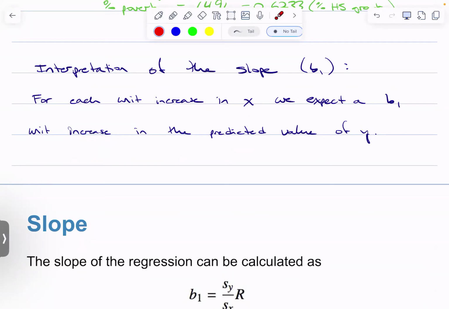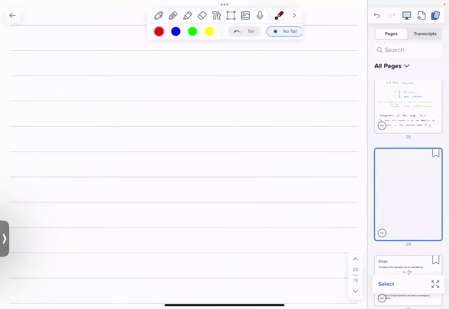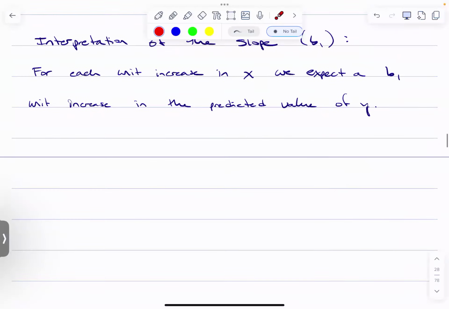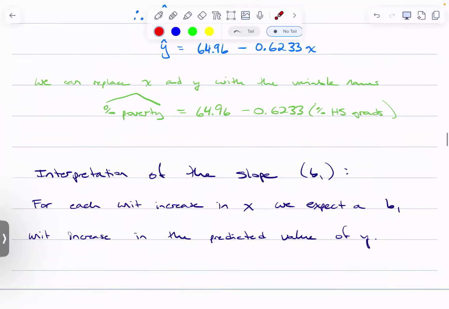So that's the interpretation of the slope. Add a page. So in our case, for each unit increase in the percentage of high school grads, we expect a negative 0.6233 unit increase in the predicted percentage in poverty. I'll write that out.